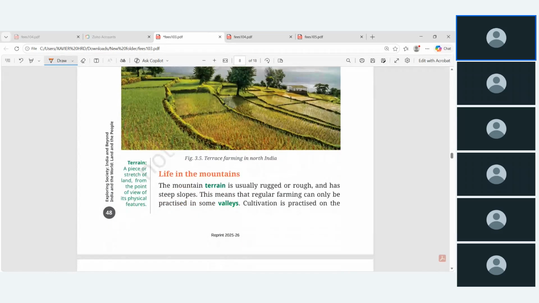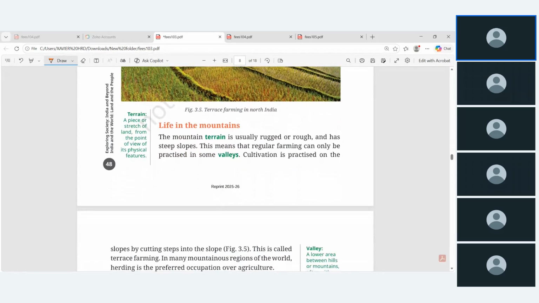So now the next one, life in the mountains. This is a bit quick. What is terrain? Terrain is a stretch of land from the point of view of physical features. Terrain is usually rugged or rough and has steep slopes. This means regular farming can only be practiced in some valleys.